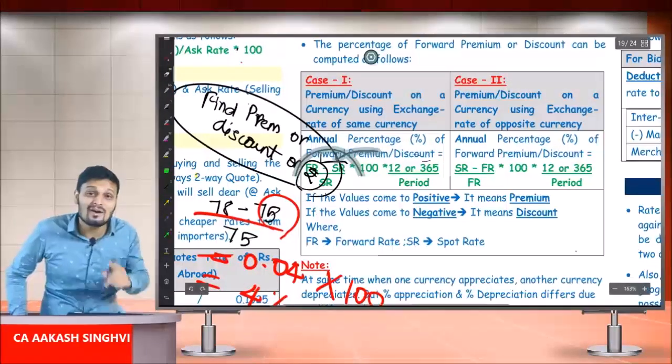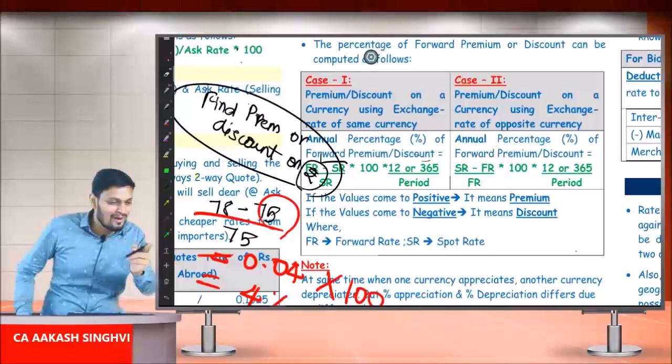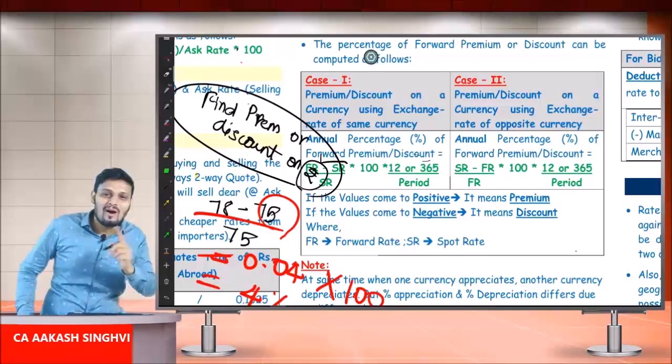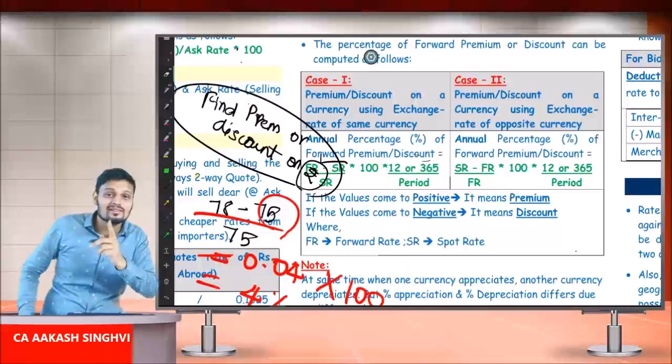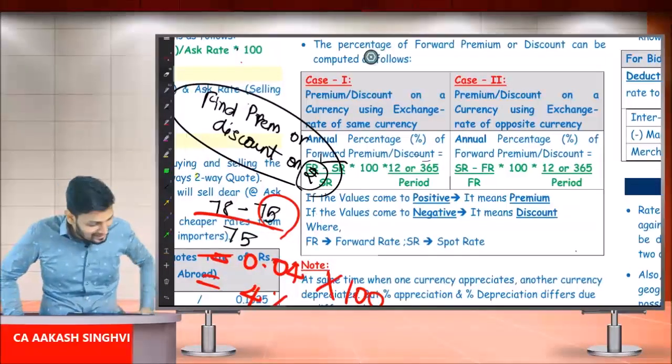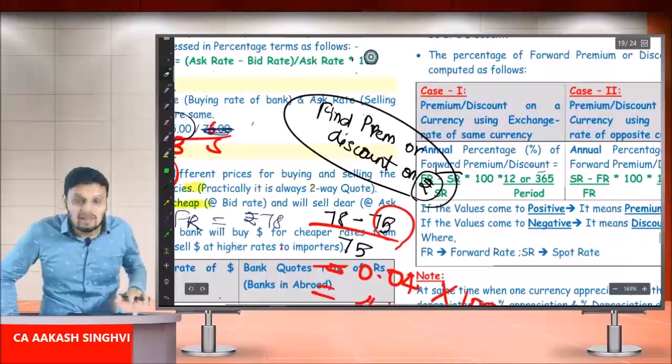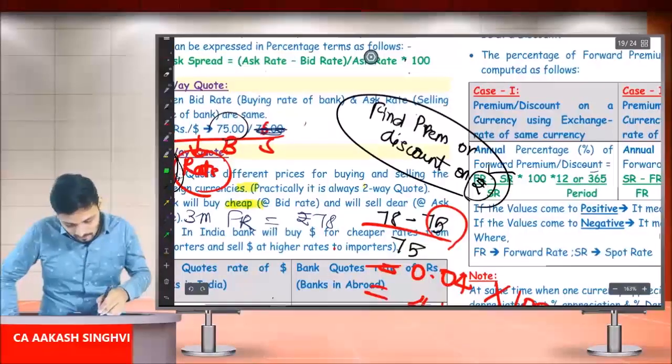It's a guarantee, not a warranty. There's a difference between warranty and guarantee. Warranty means I will only try to repair. Guarantee means I will replace. Correct? Okay. Now, I will just extend this particular thing.